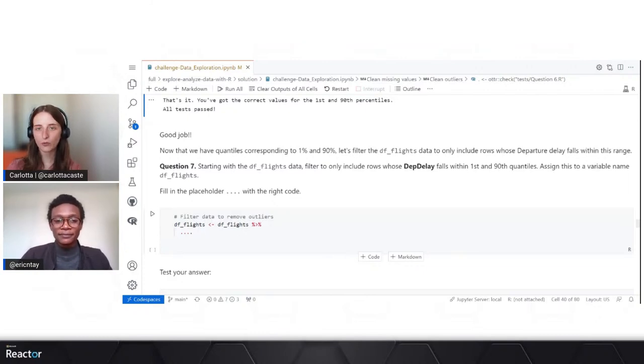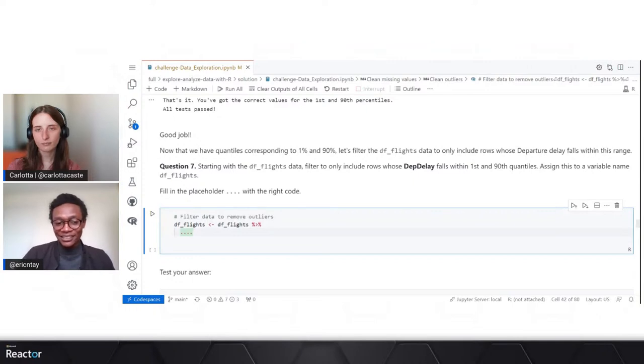And we can take inspiration from what we just did for the arrival delay column, right? Yes, Carlotta, very right. If there's anyone in the audience running it alongside us, if you don't remember the verb that we used here, what we want to do is filter for flights that include rows that fall within the first and 90th percentile of the departure delay column. So the verb here again will be similar to what we used earlier, and that is the filter verb. Let's go ahead and see this in action again.